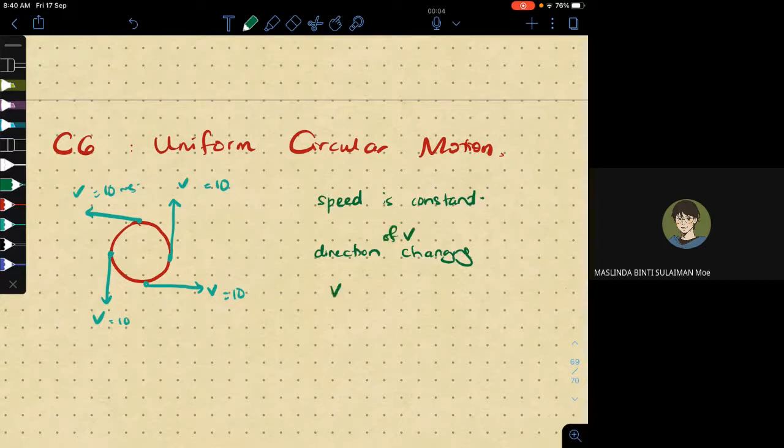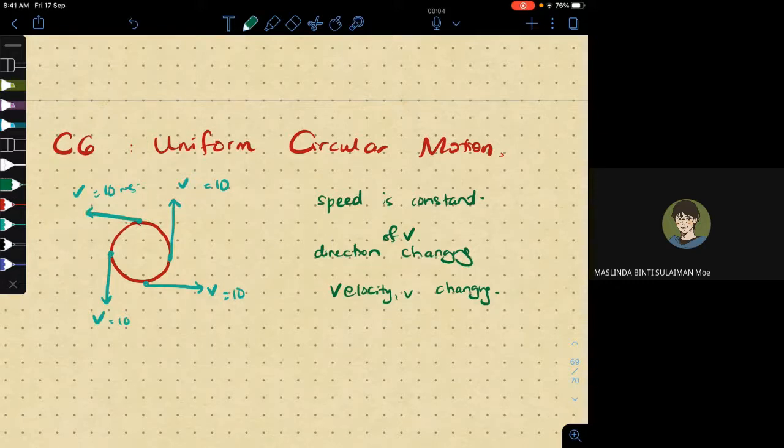So velocity V changing. Betul tak? Walaupun nilai 10 ni sama, magnitude dia sama, so speed dia constant lah sebab speed tu adalah nilai sahaja. Velocity adalah direction dan nilai. Walaupun nilai velocity tu sama, tapi disebabkan direction velocity ni sentiasa berubah-ubah, jadi kita cakap velocity pun berubah-ubah.